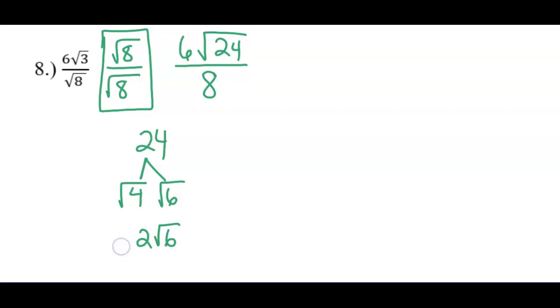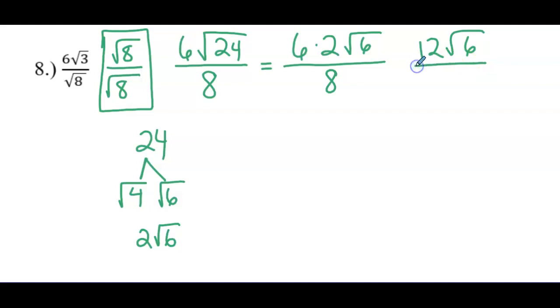But here's the thing. I have this 6 out here. So I've got 6 times 2 times the square root of 6 all over 8, right? I need to go one step further. I need to multiply this. What's 6 times 2? 12 times the square root of 6 over this 8. Now, can I simplify these? I can divide both of those by a number. What number? 4. Good. So if I divide this by 4, I get 3 times the square root of 6. If I divide this by 4, I get 2. So that's my final answer.